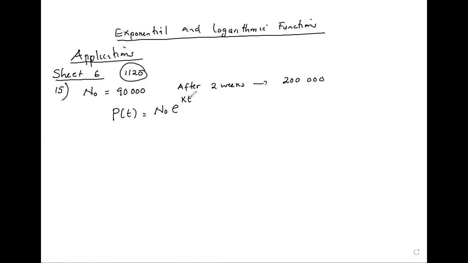So now we're given 200,000. So we are calling this P(t) equal to N naught, that is 90,000, and then e to the power kt, where t is 2. If we divide by 90,000 on both sides, it cancels here, and we remain with 20 over 9 equal to e to the power 2k.